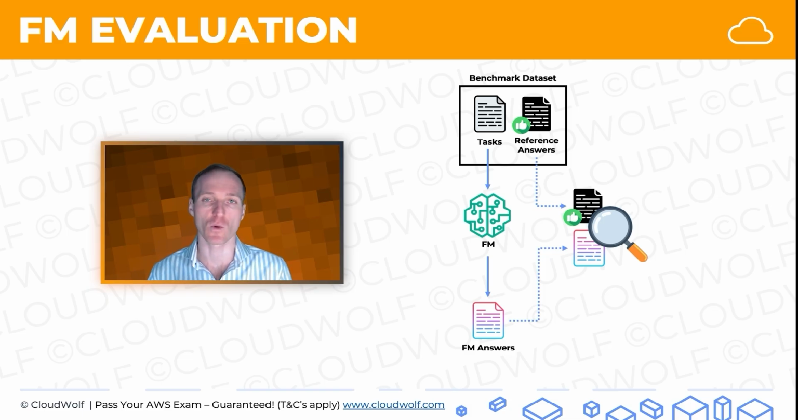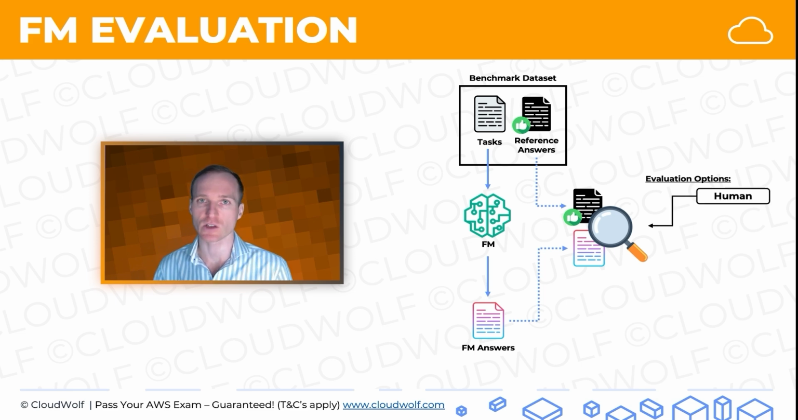And there are several ways you can compare them. They are called the evaluation options. The first one is humans will sit down. So you hire a team of humans and they compare these side by side, and they provide a certain score or rating to the model saying whether it did well or didn't do well on these tasks. And that's human evaluation. That's one of the things you might see on the exam.